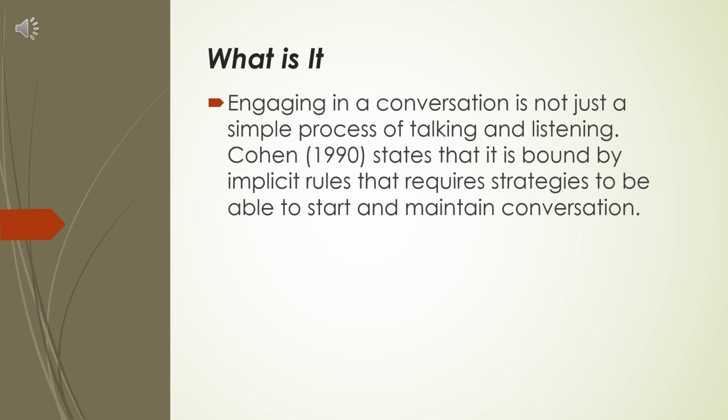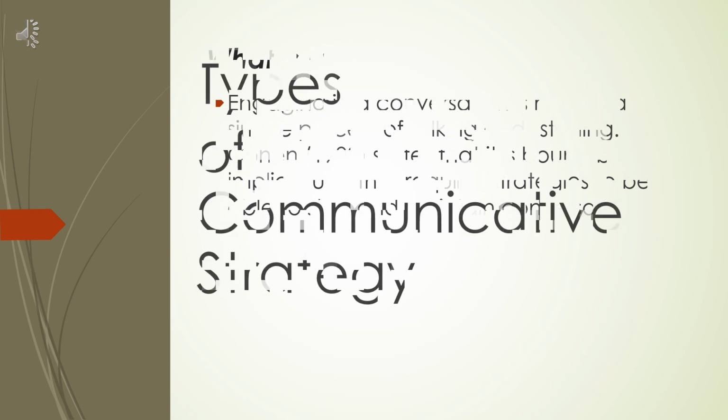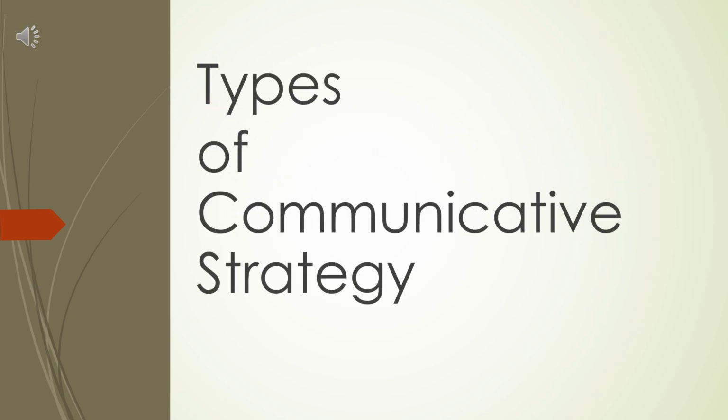Engaging in a conversation is not just a simple process of talking and listening, according to Cohen, 1990. He states that it is bound by implicit rules that require strategies to be able to start and maintain a conversation. Now, as we go on, let's find out what are those strategies on starting and maintaining a conversation. You better get ready, for you're about to know what are the types of communicative strategy.